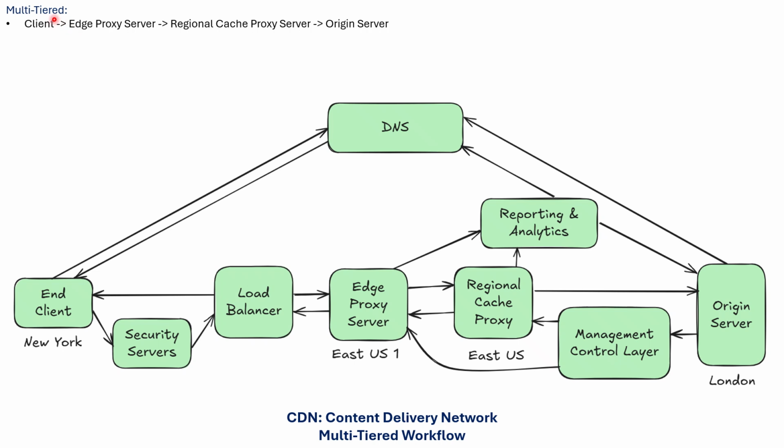So this is our multi-tiered workflow from client to edge proxy server. If it doesn't find the movie, it goes to the regional cache proxy server. If it doesn't find it there, ultimately it reaches the origin server.